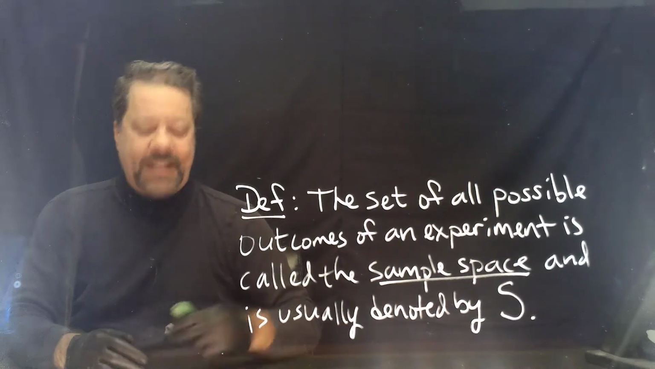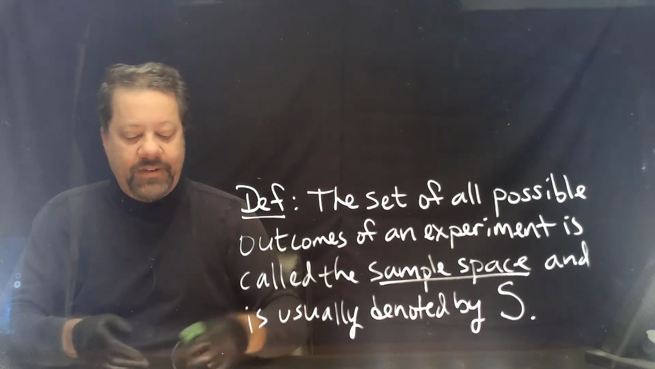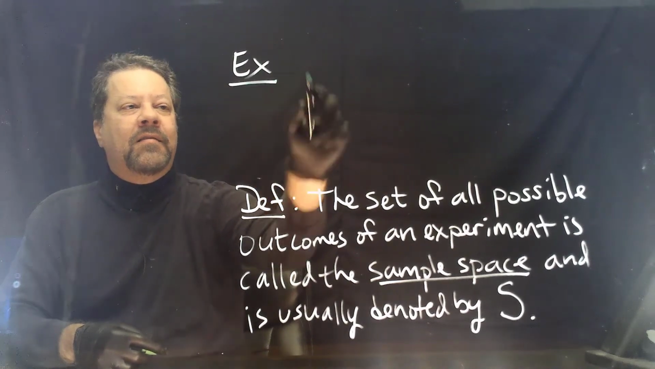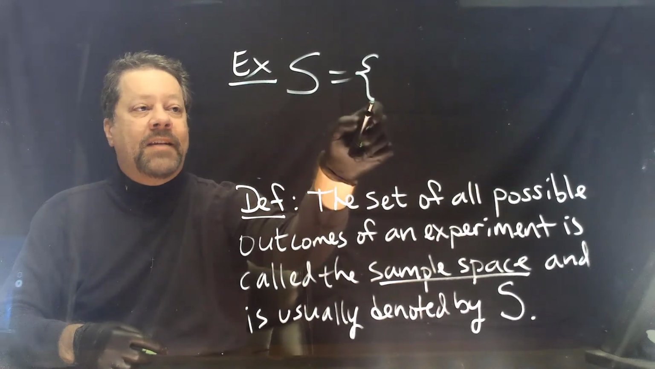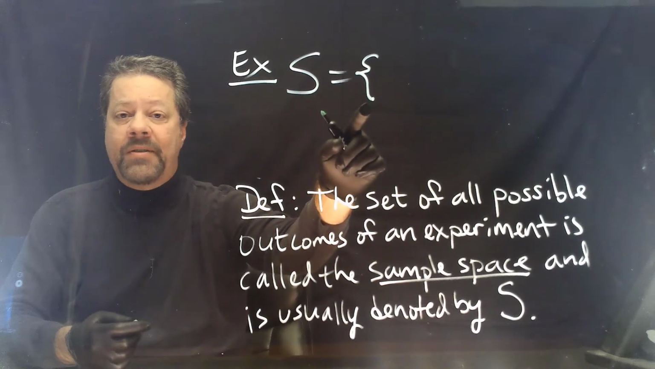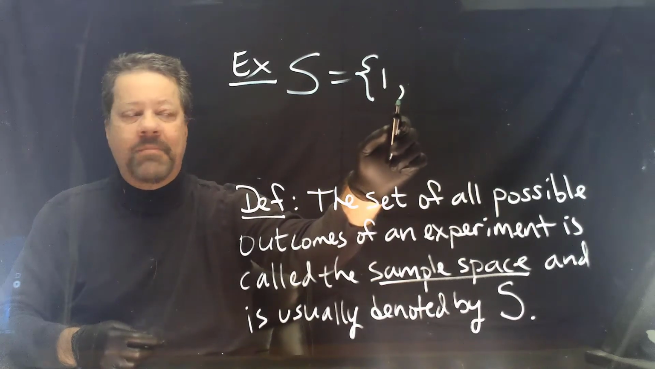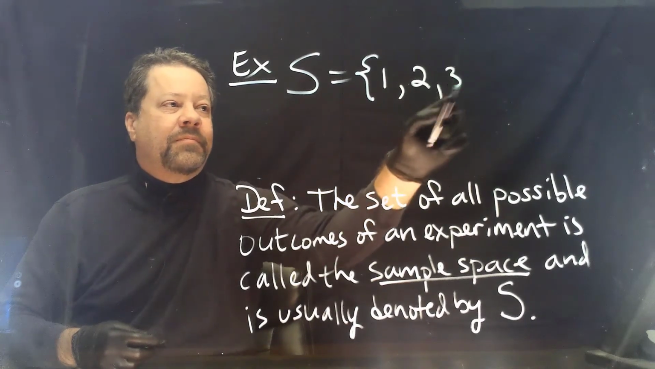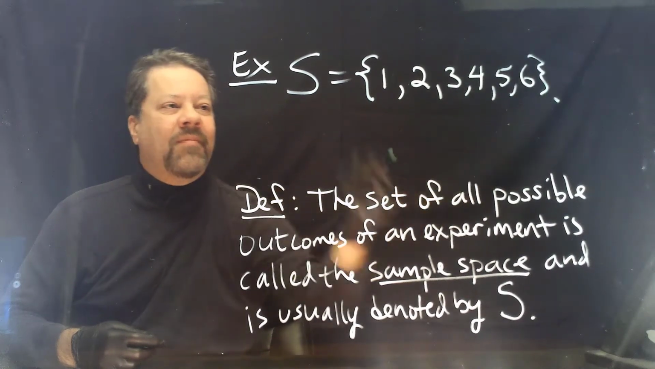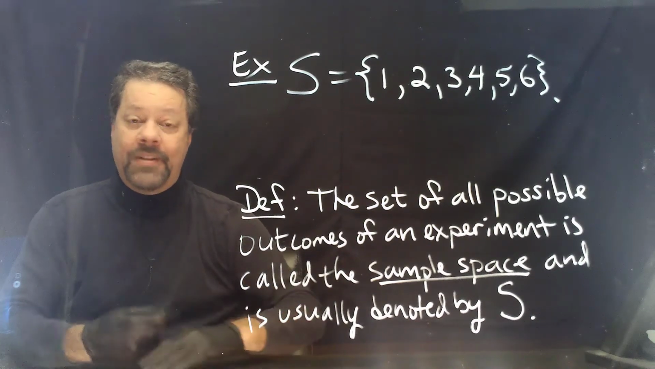As an example of a sample space, consider all possible outcomes for the roll of a die. In this case, a sample space is a set. It begins and ends with a curly brace. All possible outcomes are listed, delimited by commas. There. The sample space for all outcomes from the roll of a single die.